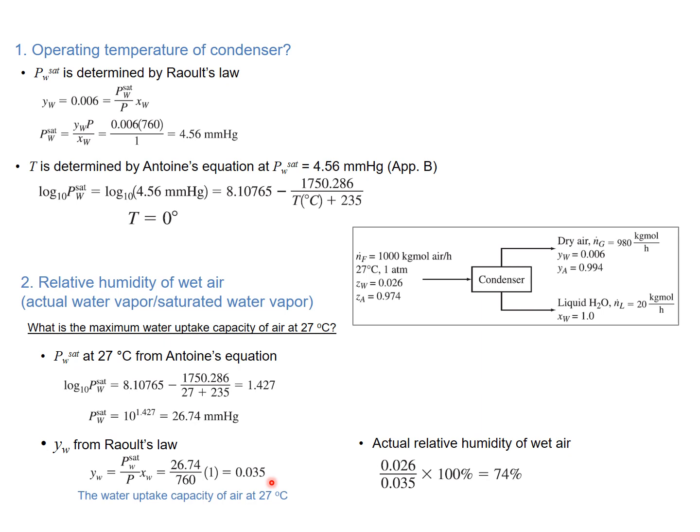Then, by definition, relative humidity of this wet air is 0.026. This is the present concentration of water, and 0.035 comes from here. This is the maximum value we could have of water in this air. Then by 100%, 74% is the value of the relative humidity of wet air in the feed stream.